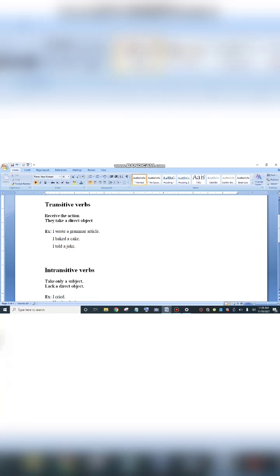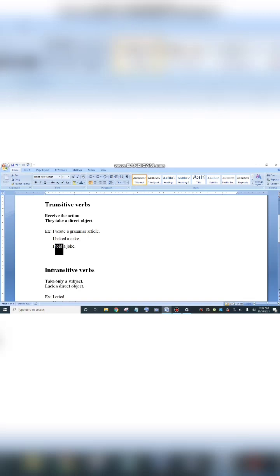For example, I wrote a grammar article. Now here, wrote is a verb and a grammar article is a direct object. Another sentence is I baked a cake. Now here baked is a verb and a cake is a direct object. And another sentence is I told a joke. Now here told is a verb and a joke is a direct object.